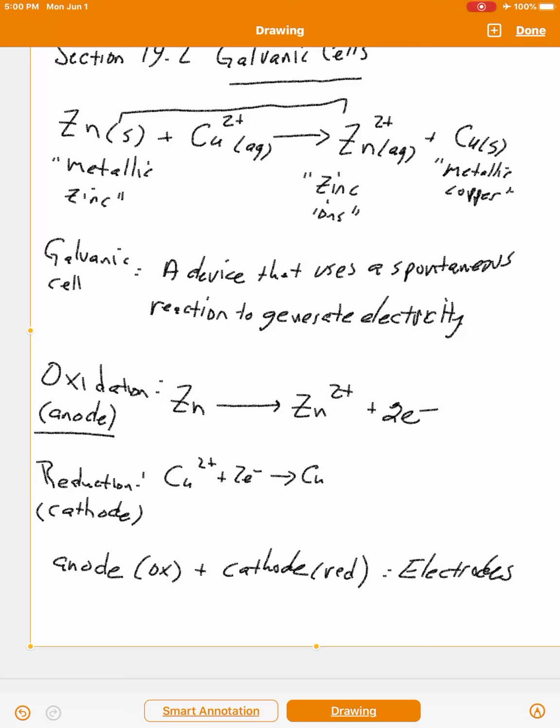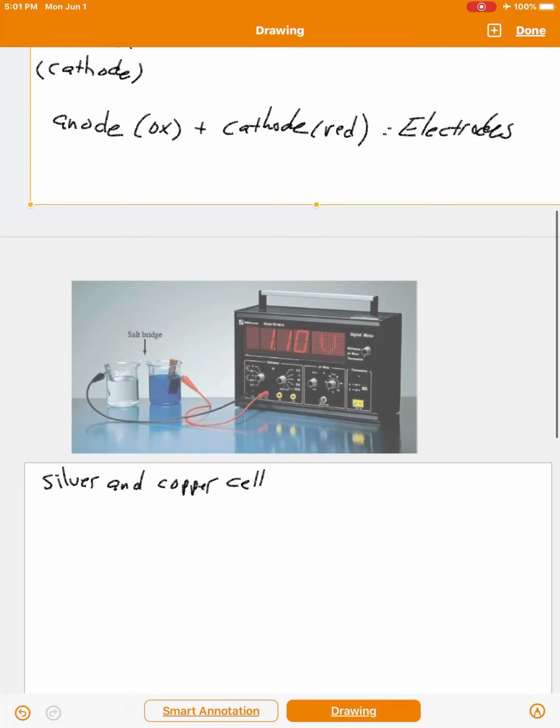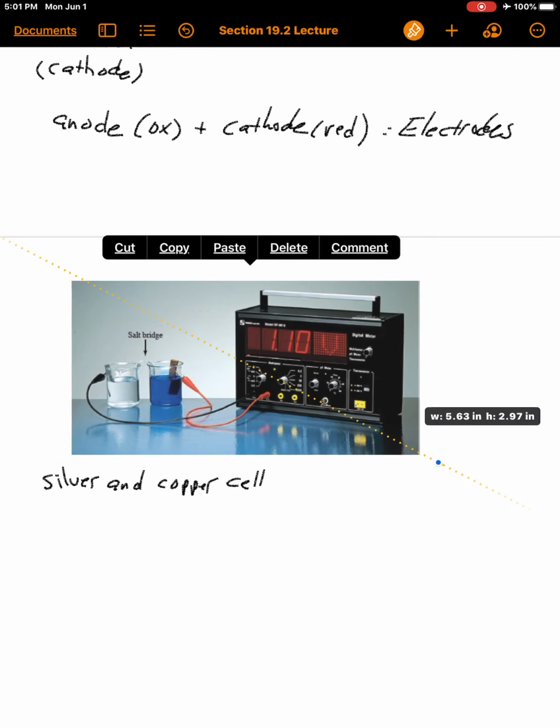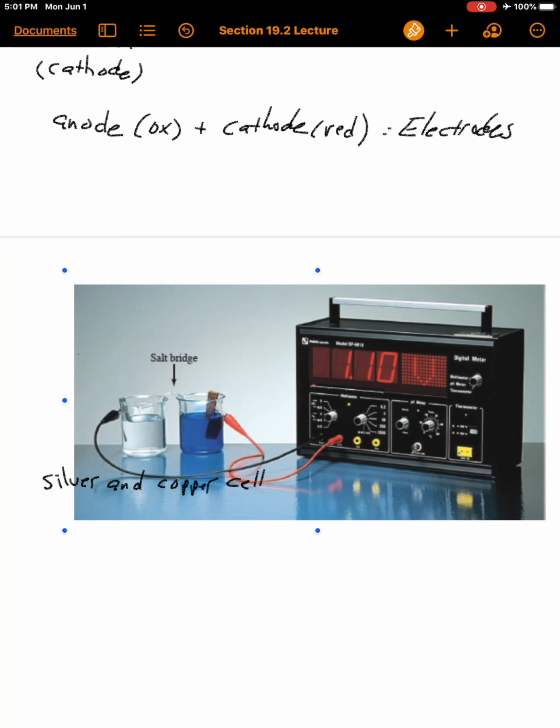Okay? The electrodes are the surfaces where the reactions are actually taking place. And what's interesting about a galvanic cell is they're occurring on different surfaces. So the reduction reaction is occurring physically in a different space than where the oxidation is occurring. It's pretty amazing. Okay? So let me show you a picture of a galvanic cell. It's right here. Take a look at that.